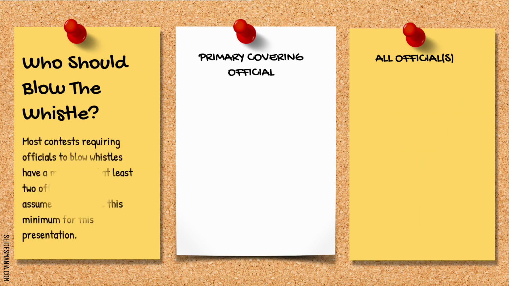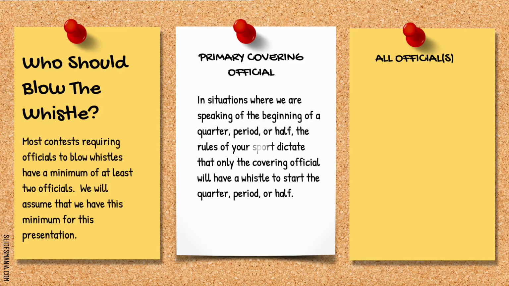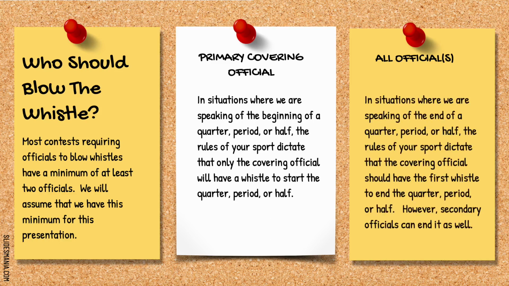For the primary covering official, in situations where we are speaking of the beginning of a quarter, period, or half, the rules of your sport usually will dictate that only the covering official will have a whistle to start the quarter, period, or half. Now for all officials, in situations where we are speaking of the end of a quarter, period, or half, the rules of your sport usually dictate that the covering official should have the first whistle to end the quarter, period, or half. However, secondary officials can end it as well.